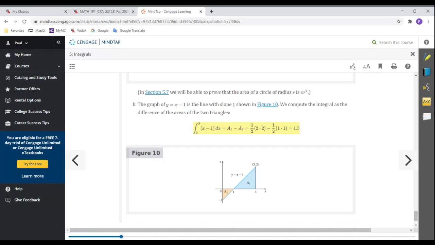You know, you're in section 5.2. You're dealing with fairly simple definite integrals. Okay, are there any questions on that? Okay. All right, Joe's good. Very good.